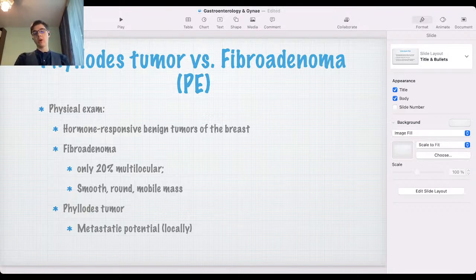Also, on the presentation in the vignette, we will have a smooth, round, mobile mass description. On the other hand, in the case of Phyllodes tumor, we will have a description of invasive potential. Namely, it won't be contained and solitary like the fibroadenoma.